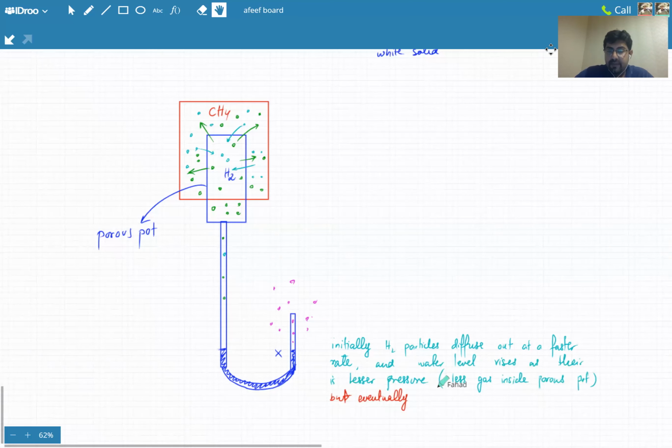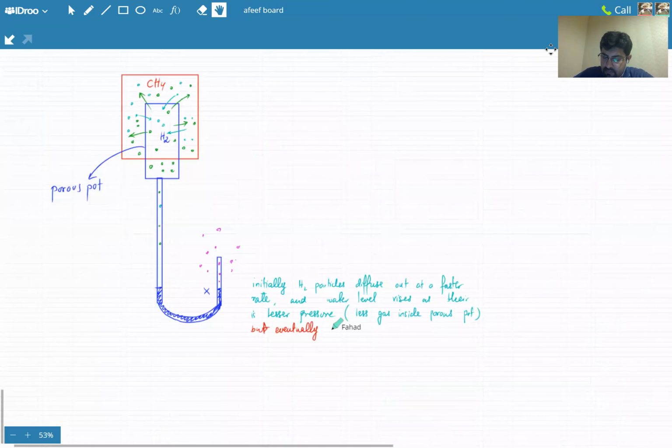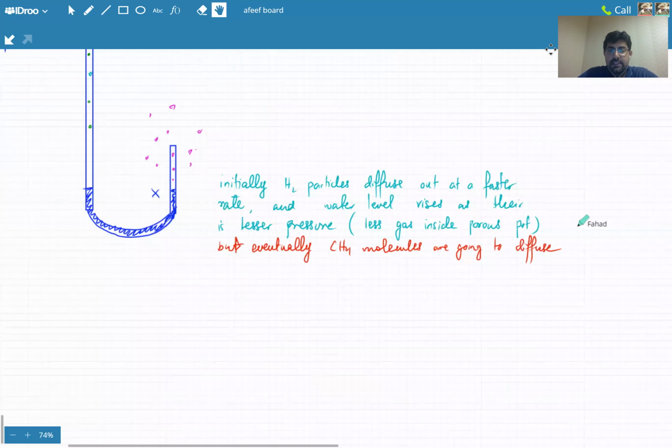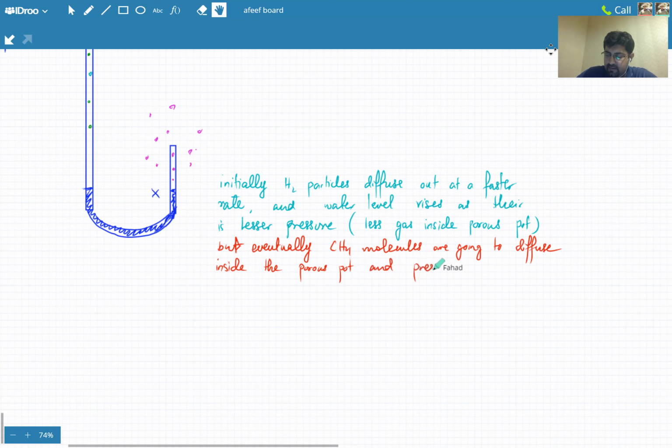I said, but eventually, CH4 molecules are going to diffuse in. So eventually, CH4 molecules are going to diffuse. Let me make this bigger. CH4 molecules are going to diffuse inside the porous pot. And pressure increases again.